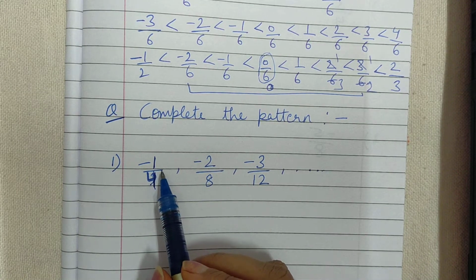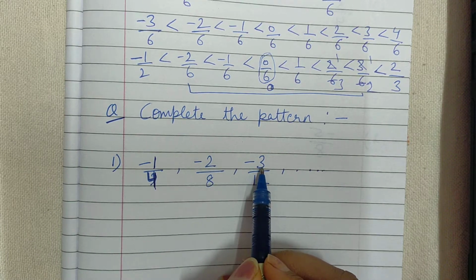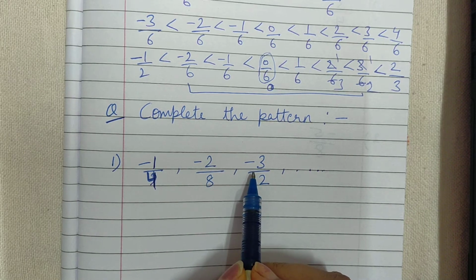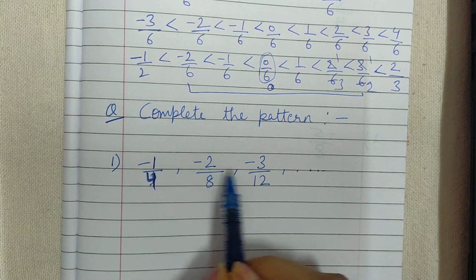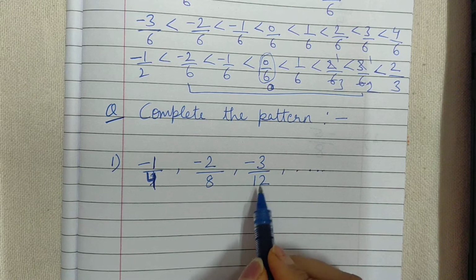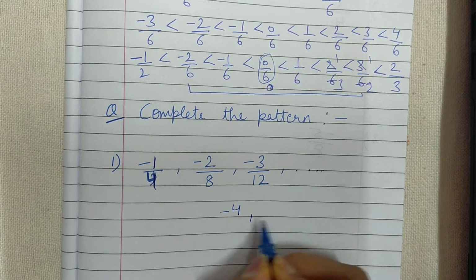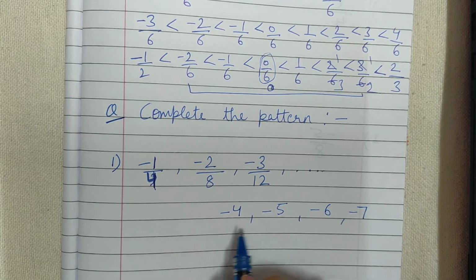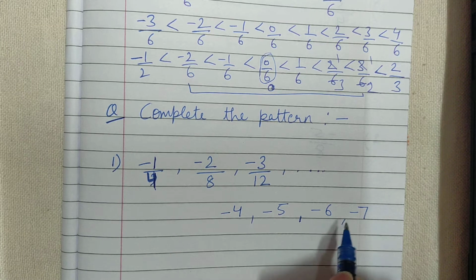If you check the numerator, then what do you see? 1, 2, 3. It is counting. Definitely, after 1, 2, 3, what will come? We know it is 4, 5, 6. And see, all of them have a minus, so the minus will also continue. After -3 it will be -4, then -5, then -6 and -7. So this is the series. Counting is going on, so you will continue the counting.